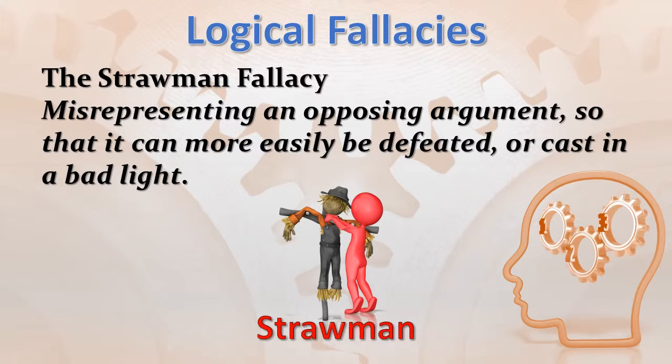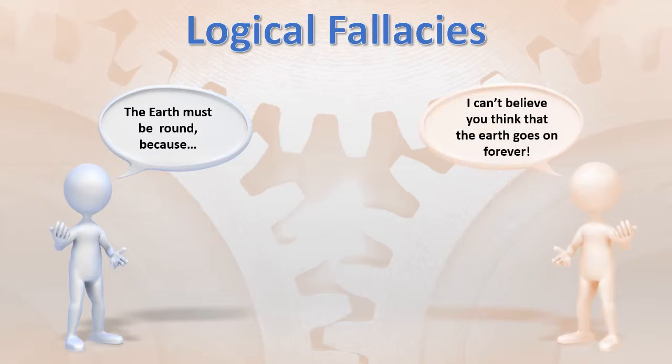Our next fallacy is called the Strawman Fallacy, and this can also be seen in the media today. This error in thinking occurs when someone misrepresents their opponent's argument as weaker than it really is, so they can easily refute it and cast it in a bad light. If Bob said, "The earth must be round because people have traveled completely around it without finding an edge or falling off," and Joe said, "I can't believe you think the earth goes on forever and ever. That's ridiculous," then Joe used the Strawman Fallacy to refute Bob's claim that the earth is round.